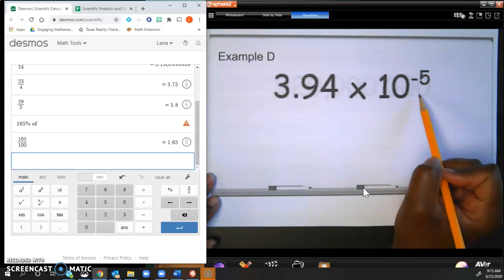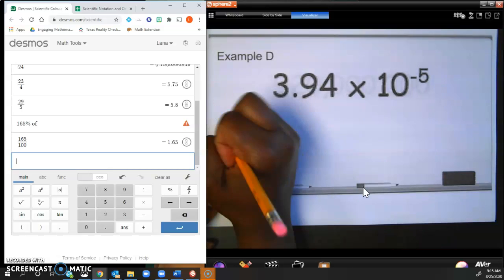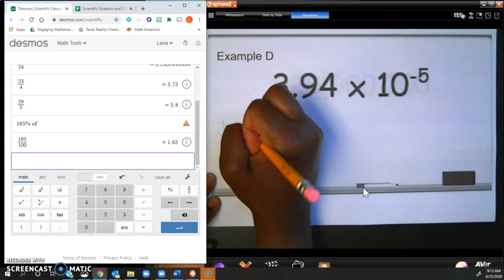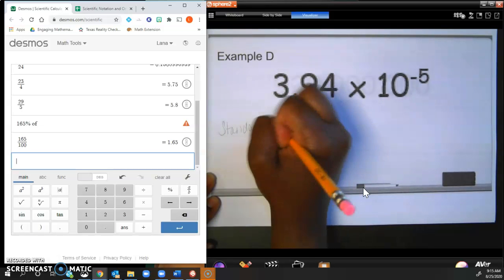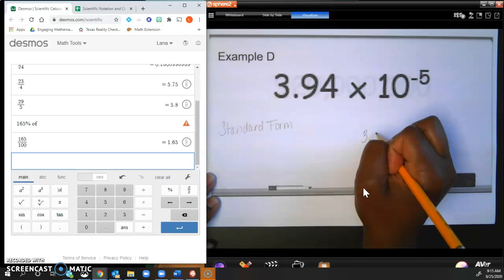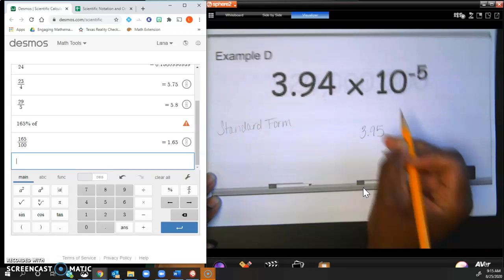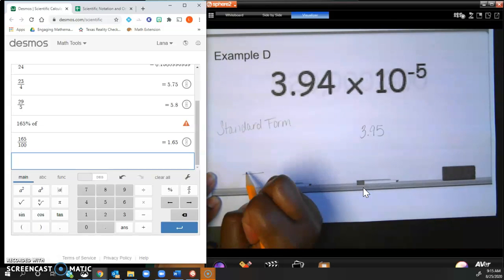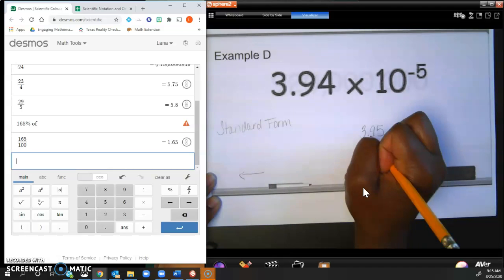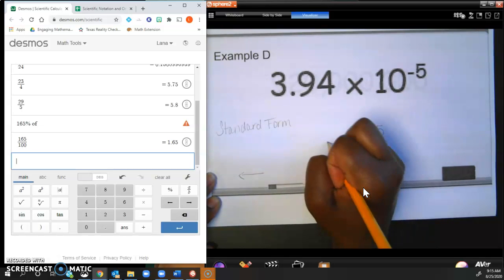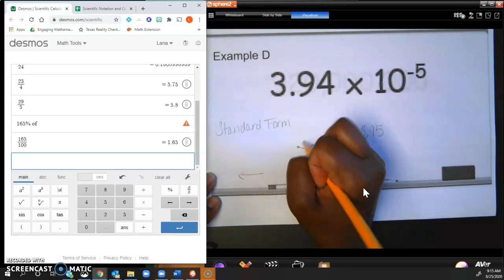Next, I have a negative exponent. So in standard form, I know this is going to be a small number. So I'm going to write a number. And since this is a smaller number, I am moving my decimal to the left. So I have negative 5. I'm going to move my decimal 5 times. So that's 1, 2, 3, 4, 5.